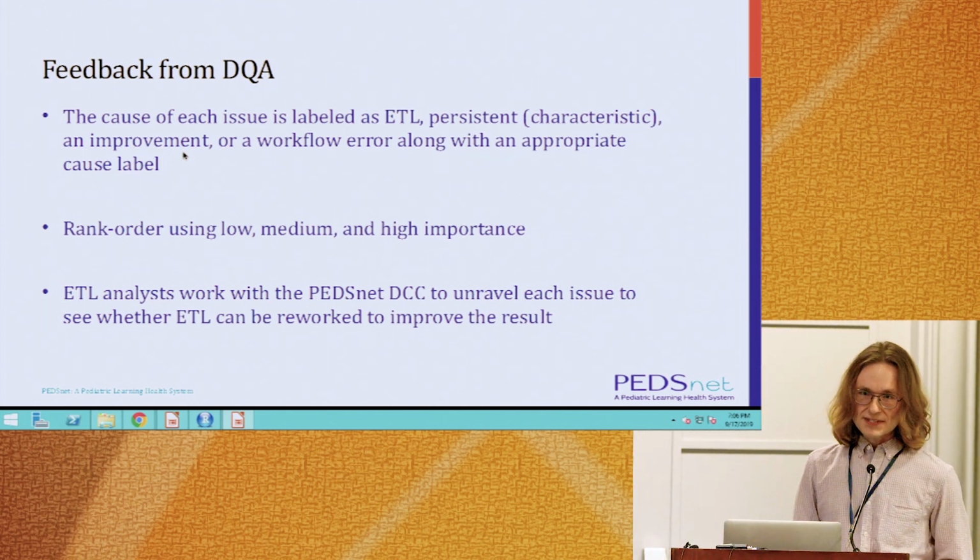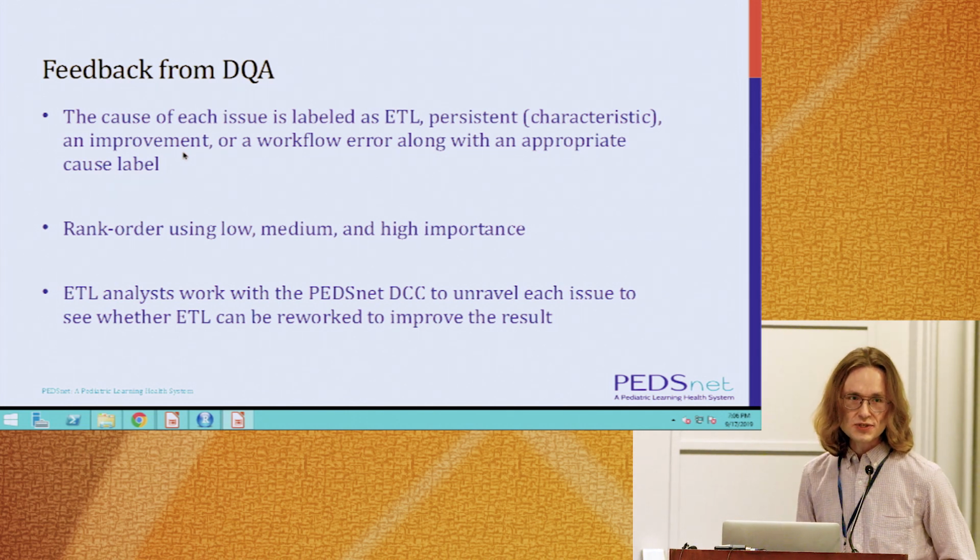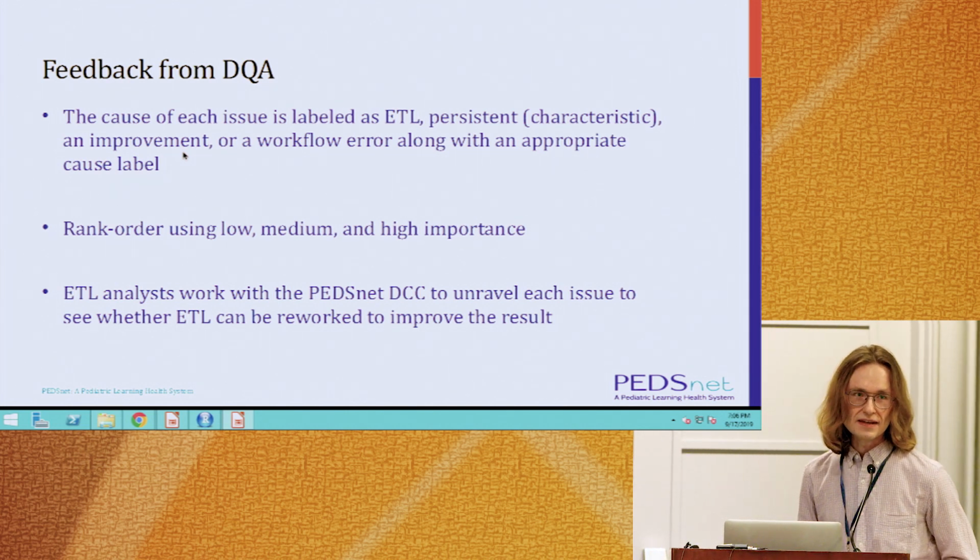On top of that, we have a secondary labeling system that tries to rank order how a site should actually tackle these issues. Pretty straightforward: low, medium, and high. Low is generally something that doesn't touch a lot of records, so something like under 1% of a table.